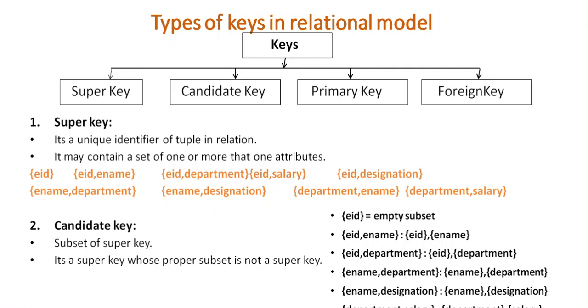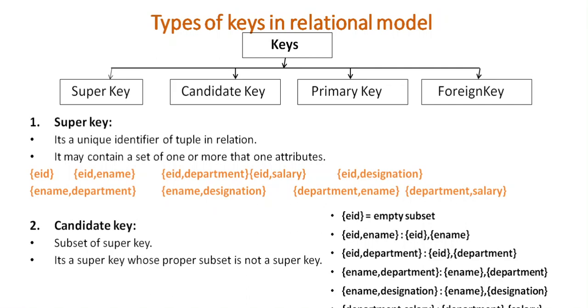Now let's take another example, ename and department. Ename and department combined is a super key. If you look at the set ename and department and find the subsets of this combination, ename is one subset and department is another subset. Here, the ename subset is not a super key, and the department subset is again not a super key. So we can say that ename and department combined is a candidate key.